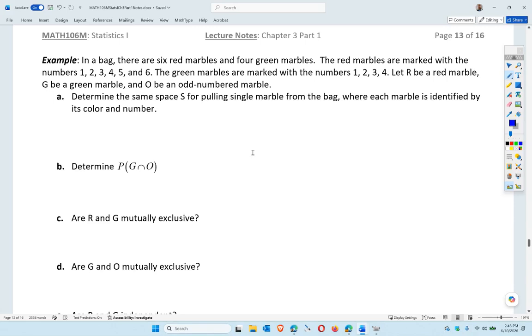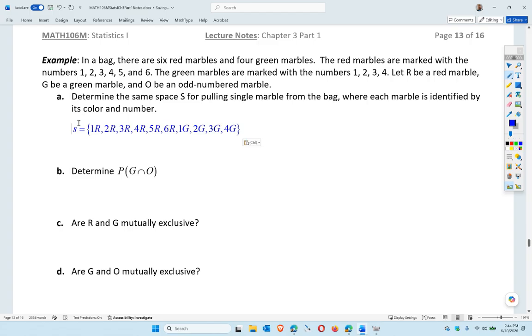Okay, this is Chapter 3, Section 2. It's the third video. So now we're going to look at some scenarios where we're doing the calculations, looking at exclusivity and independence basically. So let's say we have red marbles and green marbles in a bag and we're pulling them out randomly. And the red are marked 1 to 6 and the green are marked 1 to 4. What's our sampling space?